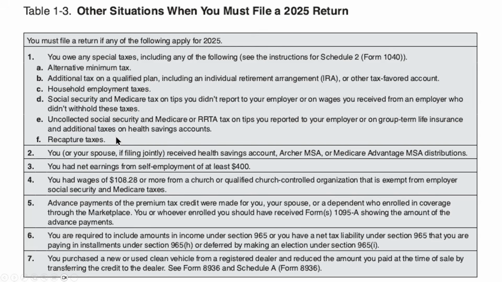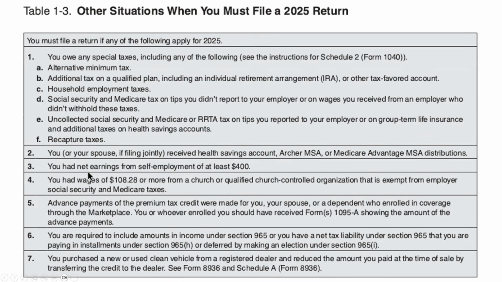And if you have something called recapture taxes, such as depreciation recapture, then you have to file a return. As we go through the course, we will be talking about these things. But just for now, know that if you have any of them, regardless of your gross income, you need to file a tax return. Next, if you or your spouse received distributions from a health savings account or one of these other health types of accounts, then you need to file a return regardless of your income.